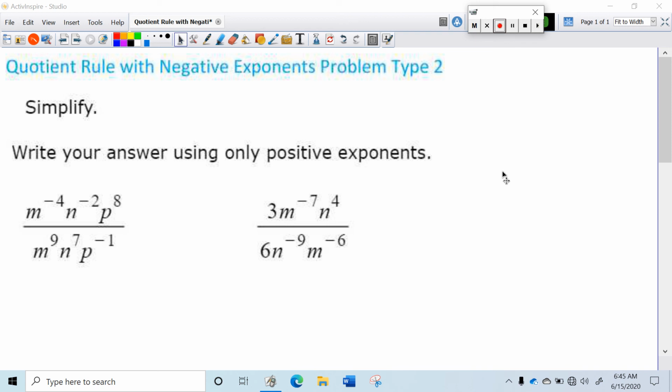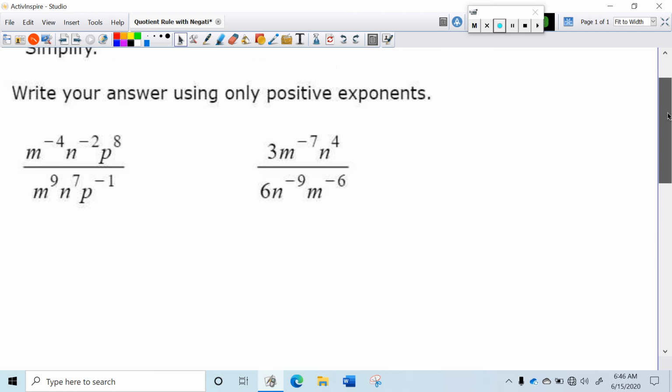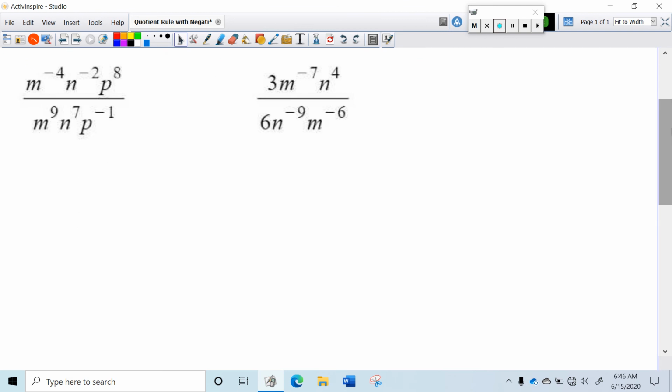I'm going to simplify and write your answer using only positive exponents. So the thing is, with negative exponents, if it's negative, it moves. If it's on the top, it moves to the bottom, and if it's on the bottom, it moves to the top. So on the first one, you make a fraction bar anytime you have negative exponents, because usually fractions are involved.